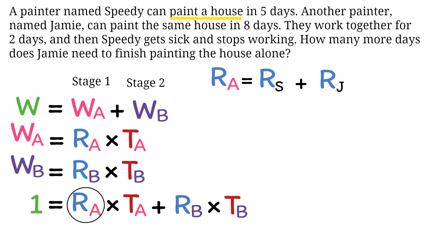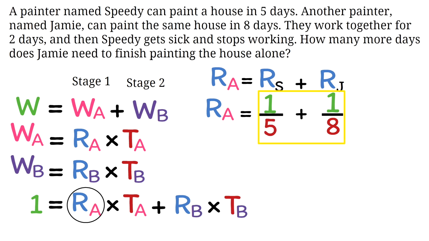According to the question, Speedy can paint the entire house in 5 days. So, his rate equals 1 over 5. Plus, Jamie can paint the same house in 8 days, so his rate equals 1 over 8. Therefore, RA equals 1 over 5 plus 1 over 8.